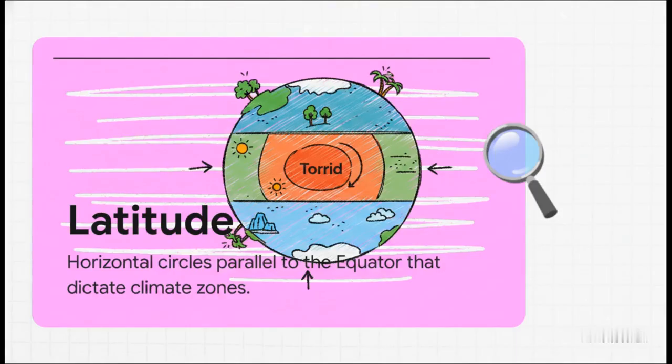But what's really fascinating is that latitude directly dictates your climate. If you're near the equator, you live in the hot torrid zone. Move further away, you enter the moderate temperate zone. Keep going all the way to the poles, and you hit the freezing frigid zone. So latitude isn't just an abstract number, it's quite literally the weather outside your window.